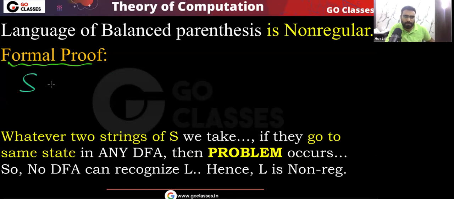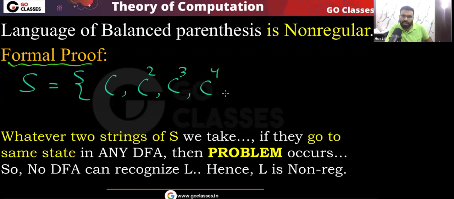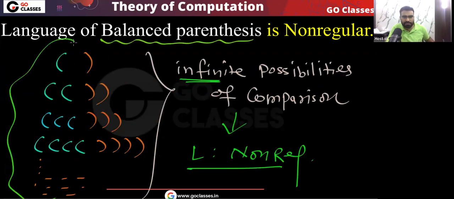Consider this set: open bracket 2 times, open bracket 3 times, open bracket 4 times, open bracket 5 times, and so on. Is this an infinite set? Tell me. Remember what I'm doing? I'm considering these infinite possibilities.